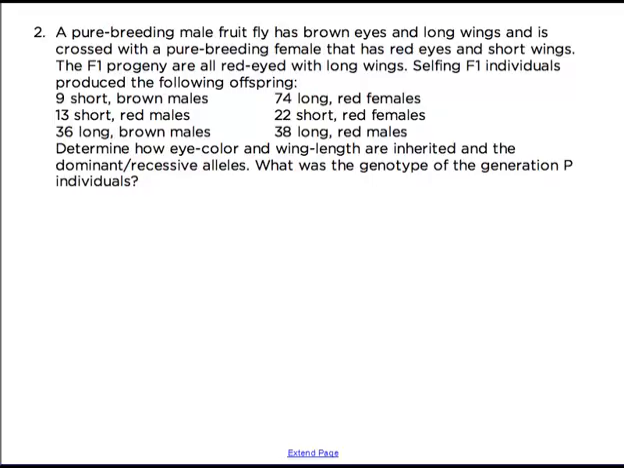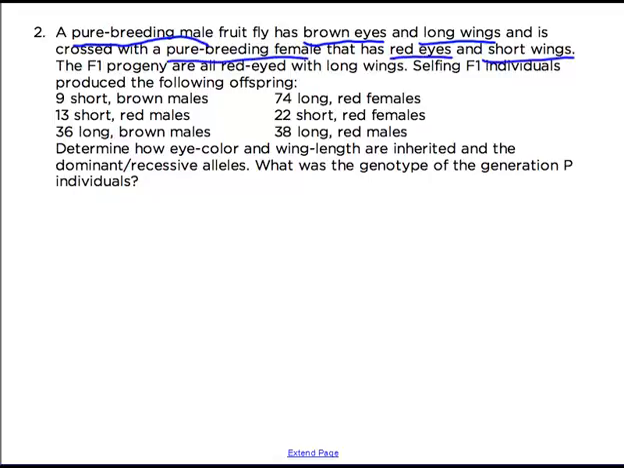And then you have to sit back and ask, all right, I read it. What are they really telling me? And what are they really asking me? So personally, the things that would leap out to my mind would be, number one, we got pure breeding flies here, a pure breeding male, and they say it's pure breeding, having brown eyes and long wings. That means it's pure breeding for both of those traits. The pure breeding female has red eyes and short wings, so they're both pure breeding.